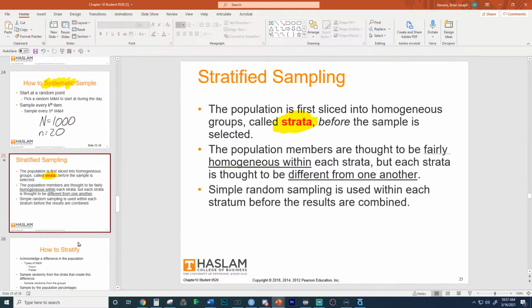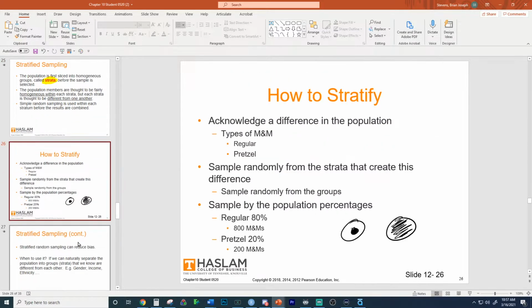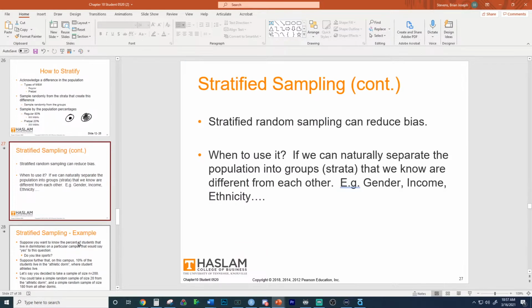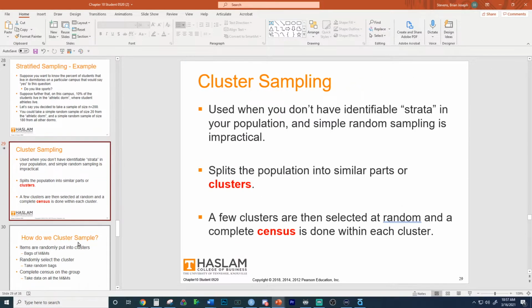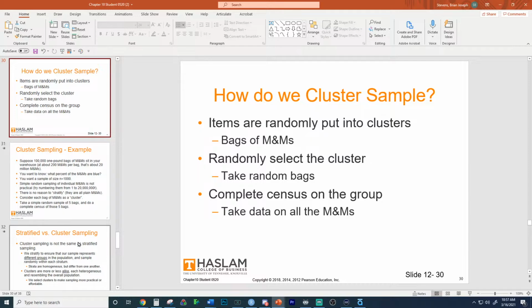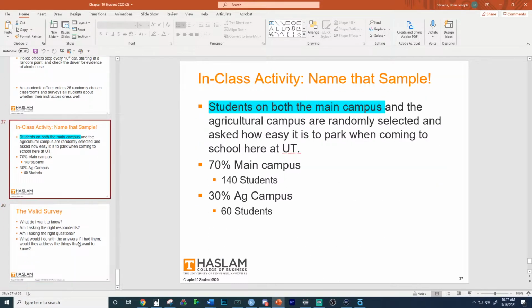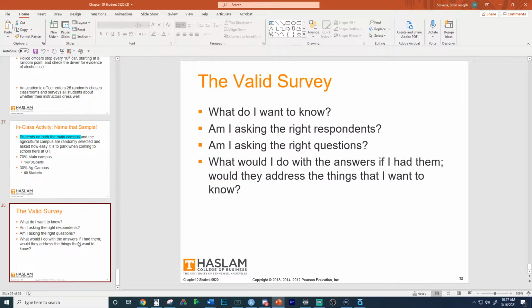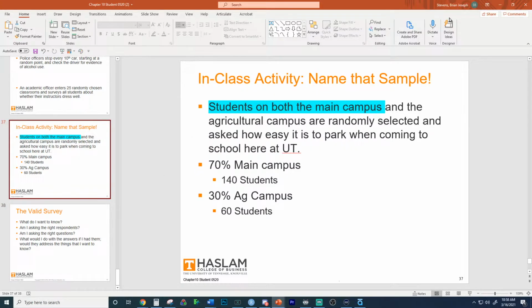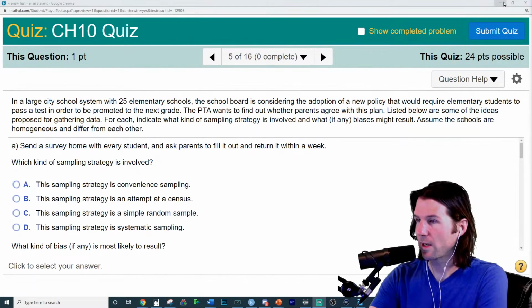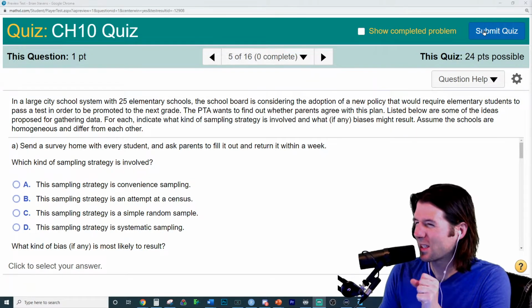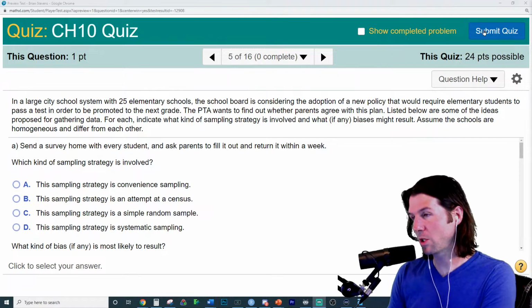We added some notes. Here's stratified, and here is how to stratify. We added some notes. And then we go down here to cluster sample. Here is how to cluster sample. And then we did some other examples. We did the main campus and the on-campus. Just some examples right there. Now, those are random sample methods. Sometimes they can incur a little bit of bias, but they're usually pretty good.